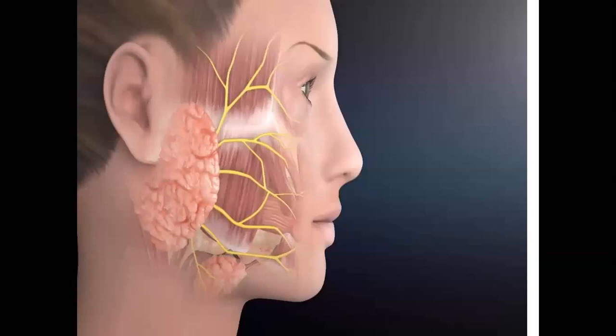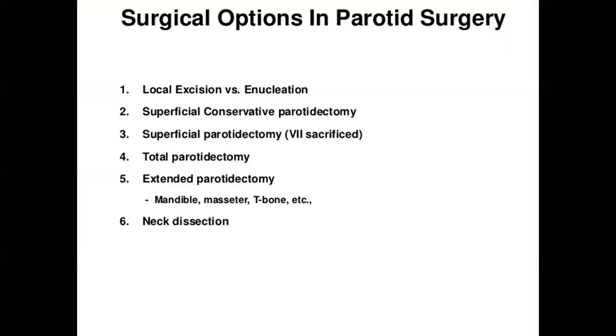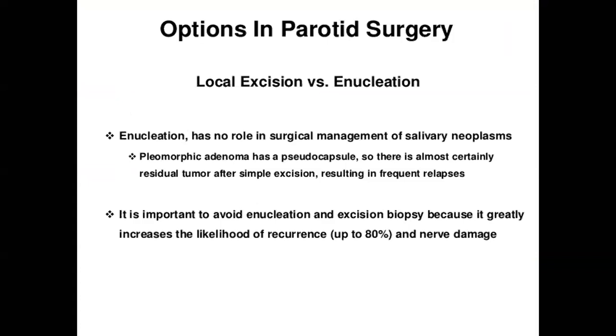So this is the gland, having the branches of the facial nerve and the distribution of the facial nerve branches. Surgical options in parotid surgery are local skin excision, superficial conservative parotidectomy, superficial parotidectomy, total and extended parotidectomy, and neck dissection. Enucleation has no role in the surgical management of parotid tumors.